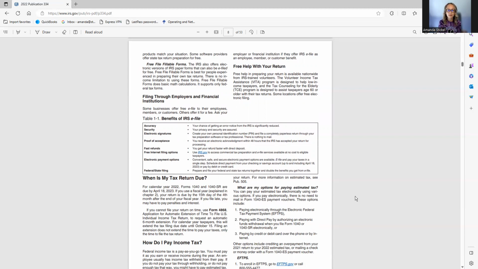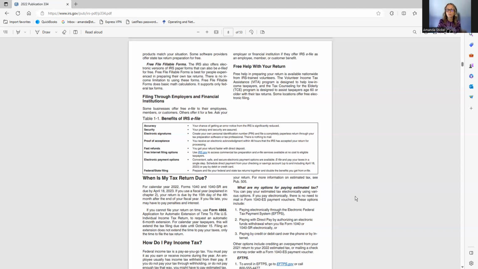Filing through employers and financial institutions. Some businesses offer free e-file to their employee members or customers. Others offer it for a fee. Ask your employer or financial institution if they offer IRS e-file as an employee member or customer benefit.